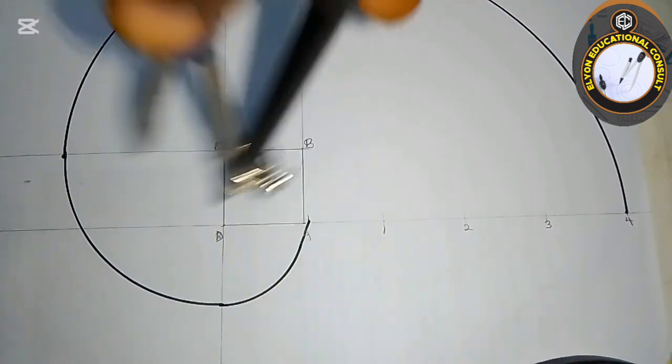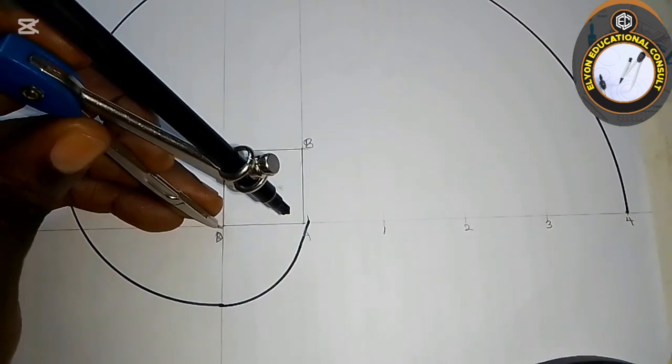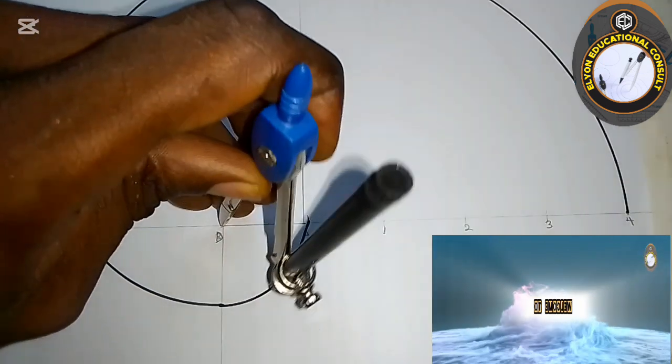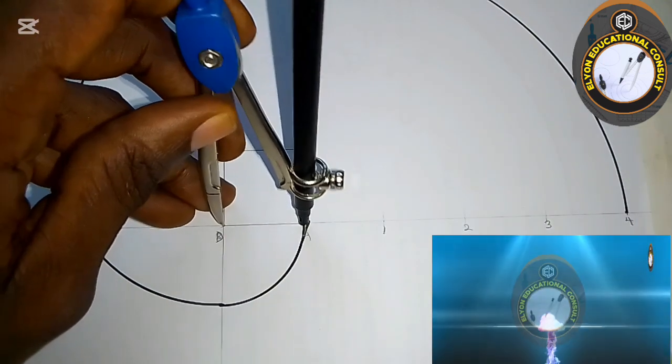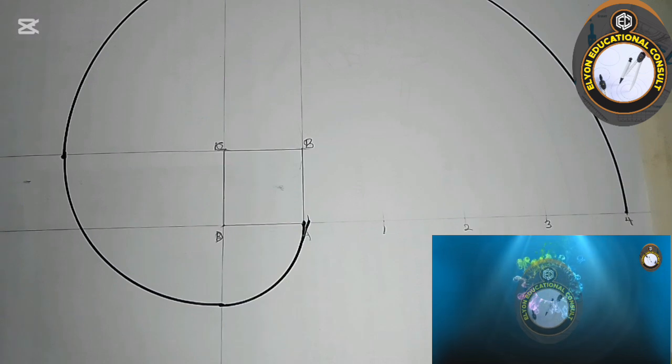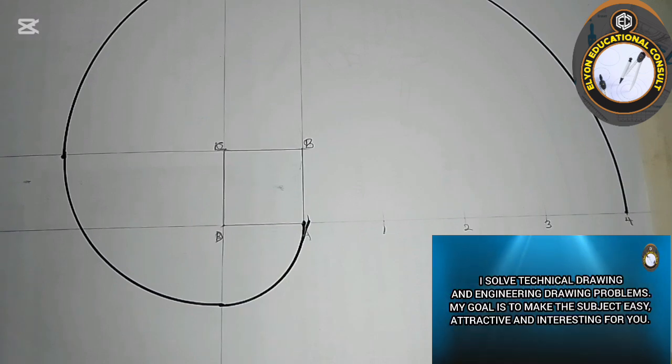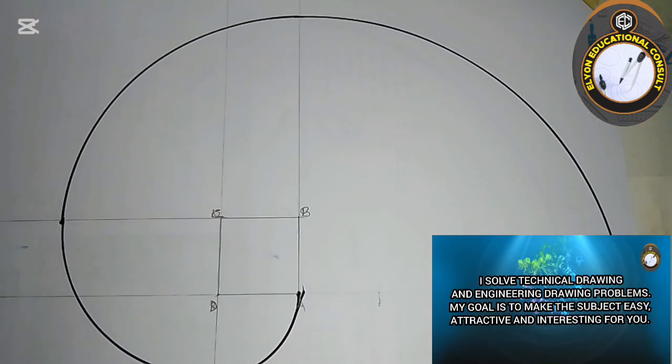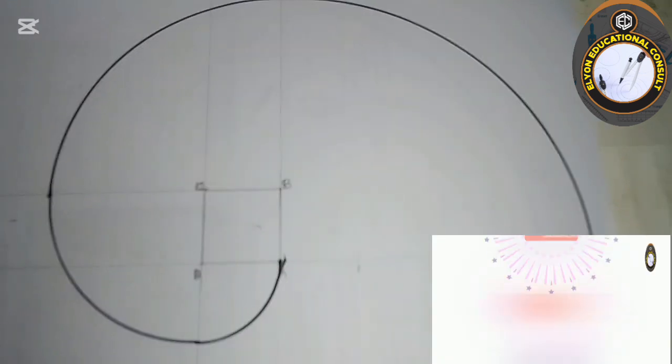So at this point, this is how to draw the involute of a square.